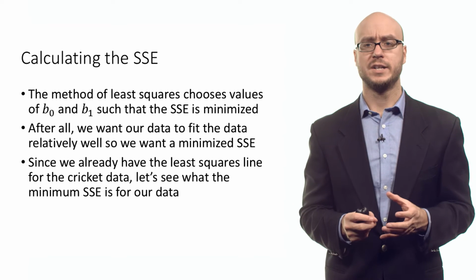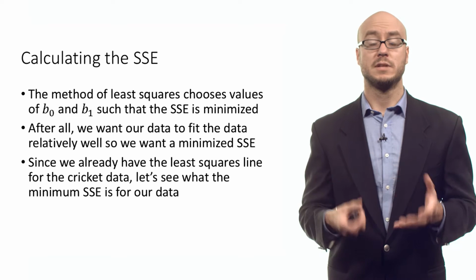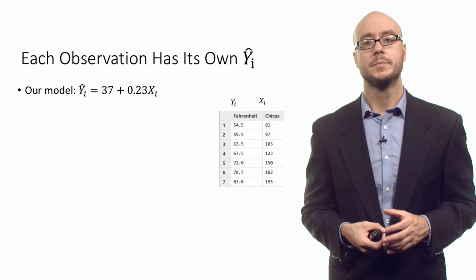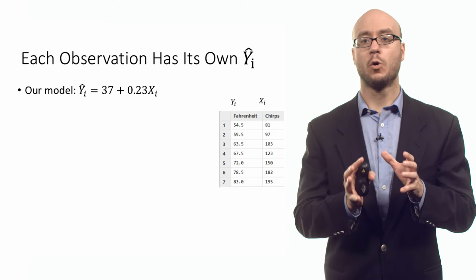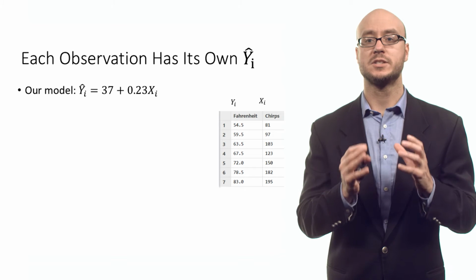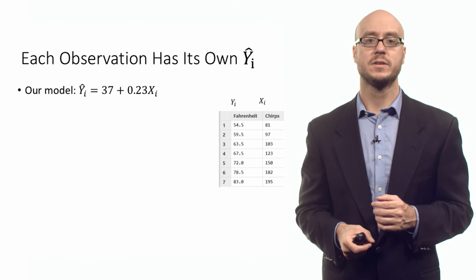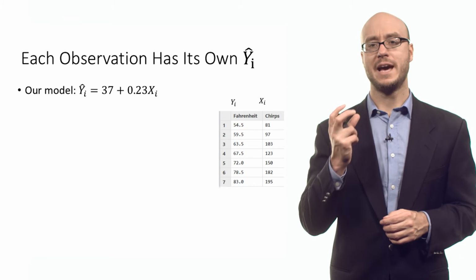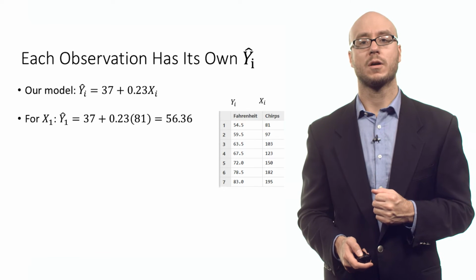In the case of the cricket data, we've already examined the least squares regression line. So let's just see what the sum of the squared errors is for our cricket data. We have this regression line. Right? We already know that this is the least squares regression line. So our model is y hat equals 37 plus 0.23 times x. 0.23, that is our slope. 37, that is our y-intercept, or constant.